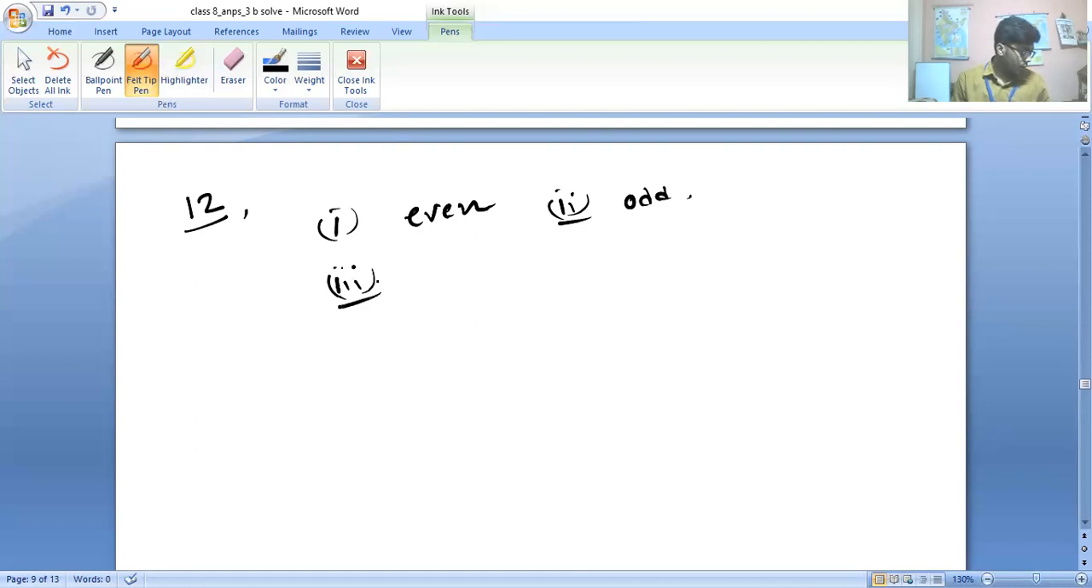The square of a proper fraction is less than the given fraction. That is also something we have learned in our property. It will be less than. And 4, n square is equal to the sum of first n odd natural numbers. This is also in the property we have learned. So, odd natural numbers.